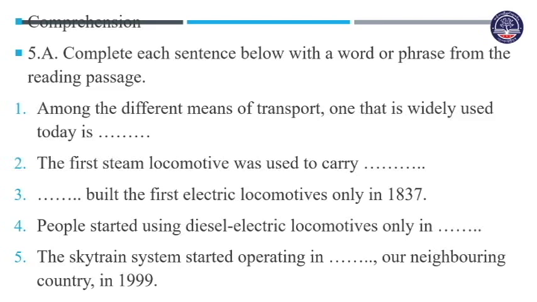Yes, the 20th century. Yes, you are right. Line number 34, you can see that it was only in the 20th century that surface trains with diesel electric locomotives, known popularly as diesel, appeared. Yes, you have already read that. So the answer must be the 20th century. Yes. So let's go to number 5. The Skytrain system started operating in blank, our neighbouring country, in 1999.